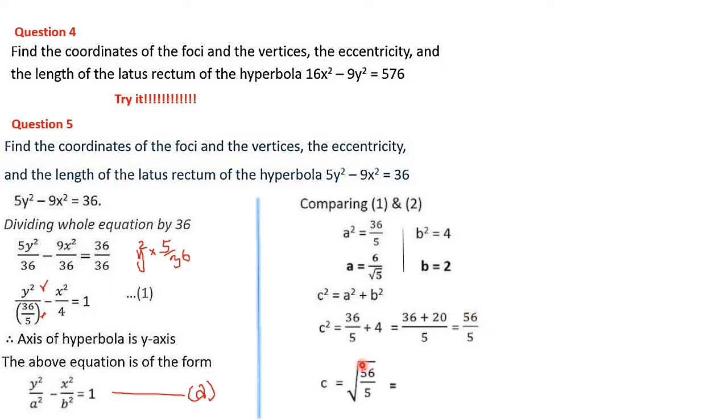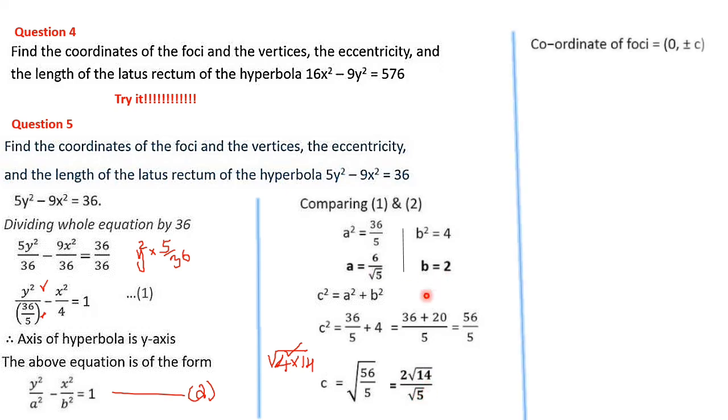Then c is equal to root of 56 by 5, that is root 56. How do we split? A little bit of work we can do. So root 56, we can take it as 4 into 14. 4 into 14 is 56. And when we take this 4 out of the square root, it becomes 2 root 14 divided by root 5. Nothing can be done, just as it is we can keep. So c we have got as 2 root 14 by root 5.